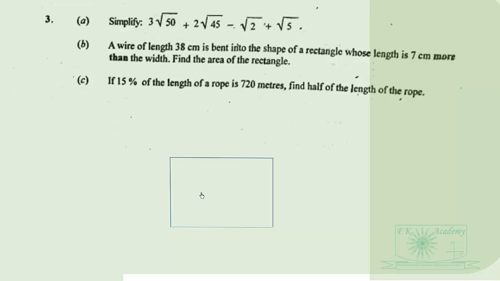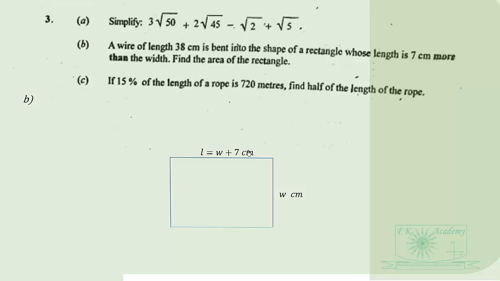Now what do we do next? We're also told that the length is 7 centimeters more than the width. So if the width is W, the length will be W plus 7.